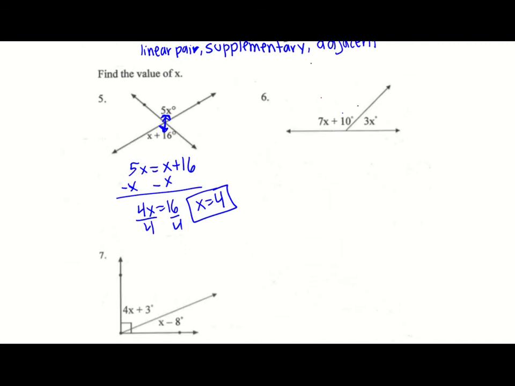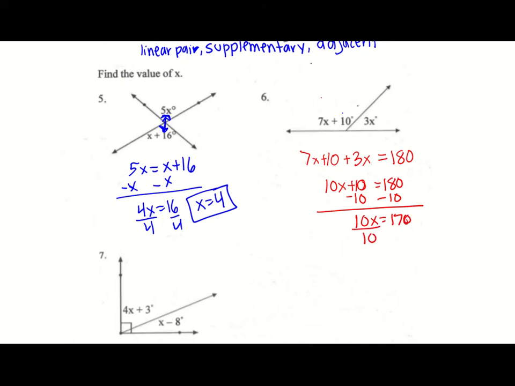For number 6, I have a straight line and 2 angles that make up that straight line. I just learned that those 2 angles are going to add up to 180. So if I add those 2 pieces together, 7x plus 10 plus 3x, I know I can set that equal to 180 degrees. Then I can combine my like terms, move that 10 over to the other side, and divide by 10. Okay, x equals 17.